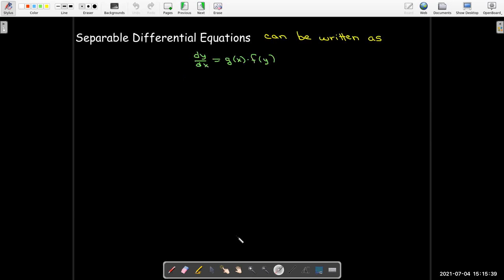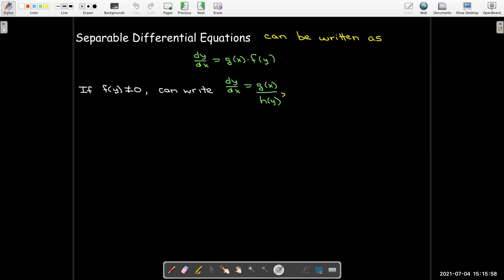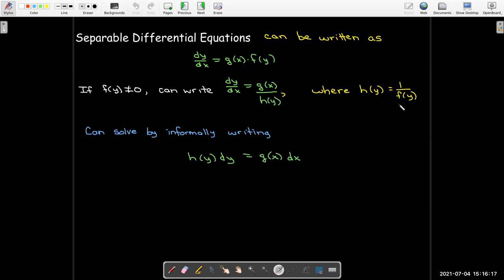So separable differential equations can be written as dy/dx equals the product of a function which only has x and a different function that only has y. Now, if f of y is not zero, then we can rewrite this as the quotient g of x over h of y, where h of y is just the reciprocal of f of y. And then informally, and we saw this when we looked at exponential models, we can rewrite that as h of y dy equals g of x dx. So we're thinking of dy/dx as a fraction. It's not, but it helps us with the exposition.